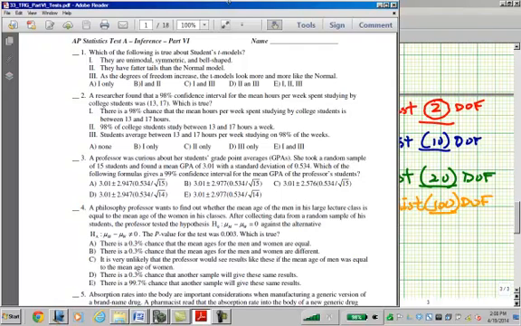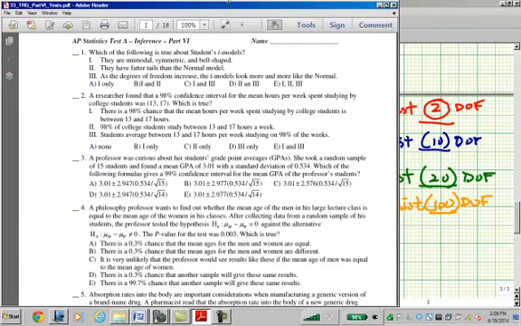We are this 98%. The confidence interval is not a statement of probability. It's a statement of confidence. Period. So we're not saying there's a 98% probability that the mean hours per week spent studying by college students is between 13 and 17. We are saying we are 98% confident. So 1 is wrong.